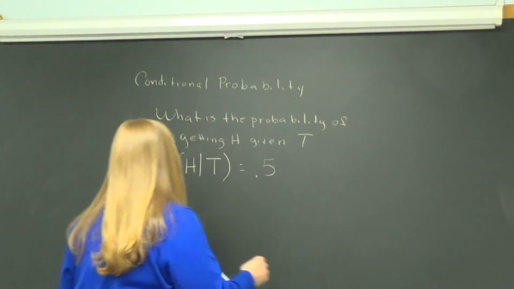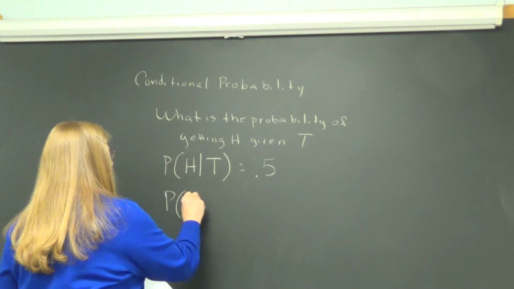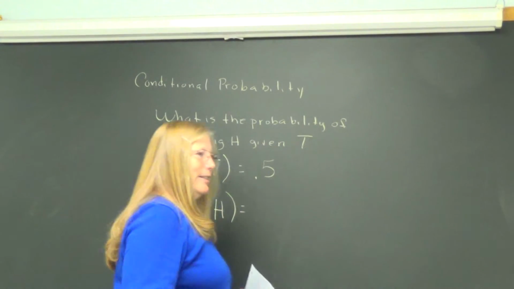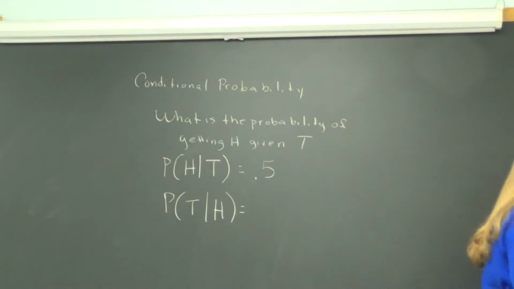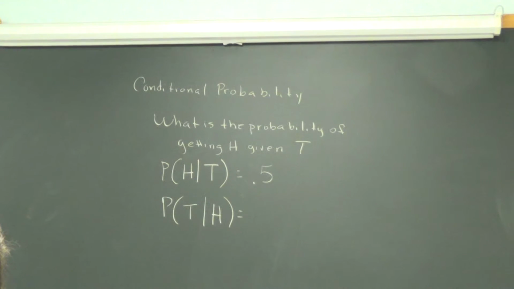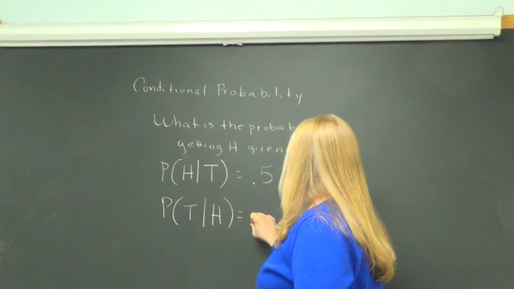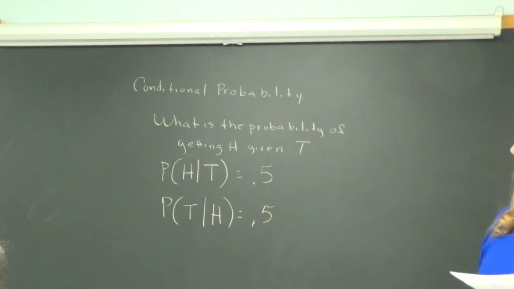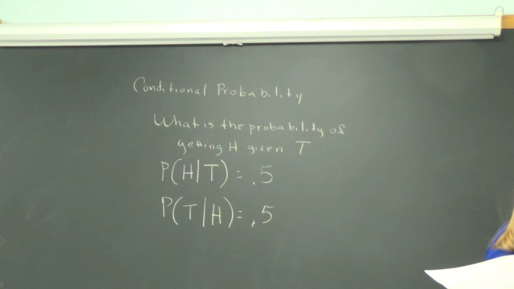Onward. So, what do you think this means? Read it to me. We have a new symbol. Let's see if you can read it to me. The probability of tails given heads. All right, given is the new word of the day. So, what is that probability? Once again, 0.5. The coin has no memory, so no matter what has gone before, no matter what is given in this scenario, we're going to have the same probability as if it wasn't given.